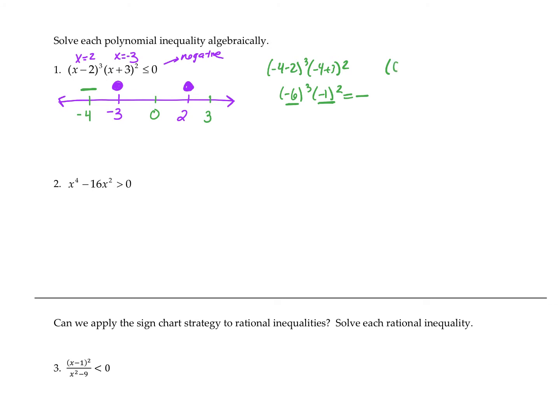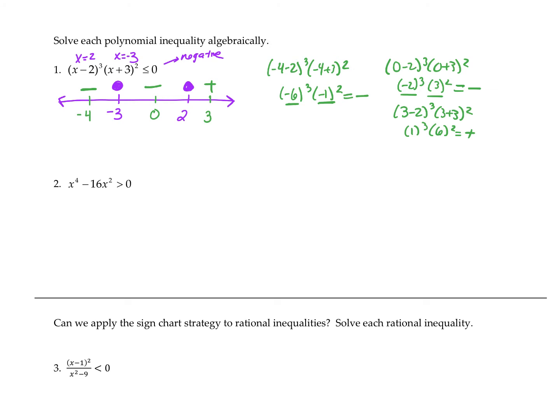Then I'm going to plug in 0. So 0 minus 2 cubed and 0 plus 3 squared. So again, -2 cubed is going to be negative. 3 squared is going to be positive. So this is going to equal a negative. And then I'm going to plug in 3. Well, 1 cubed is positive. 6 squared is also positive. So this will result in a positive.